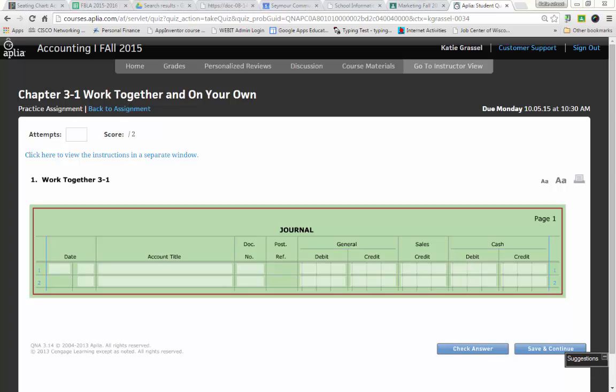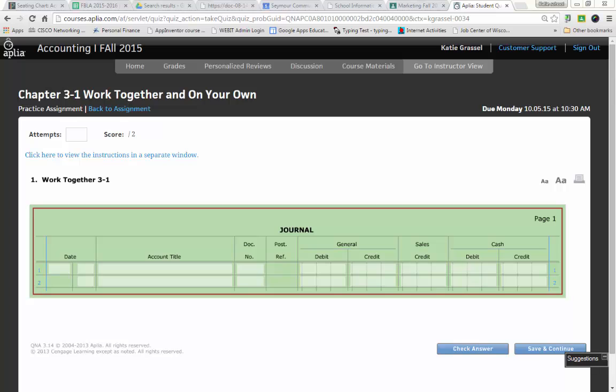Now doc number. Okay? Doc number stands for the source document to show that you've actually had this transaction. So if I paid cash for rent, my two accounts are going to be cash and rent expense. Rent expense is going to be debited and cash is going to be credited. My source document for paying cash for rent is going to be a check. So my source document would be C, and then the check number that I physically would find on the check.